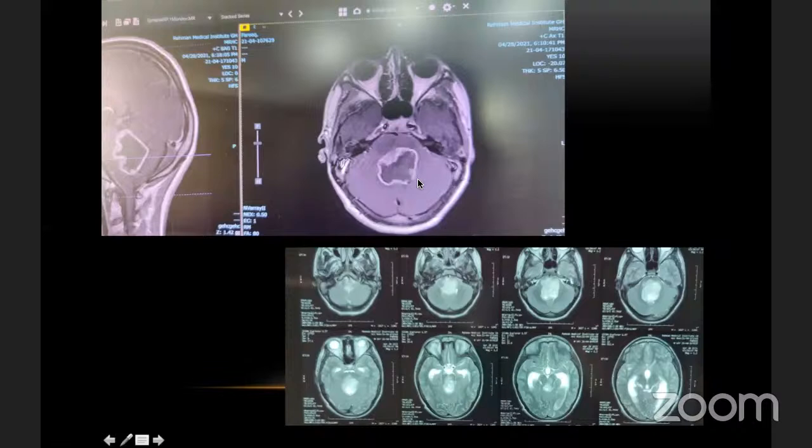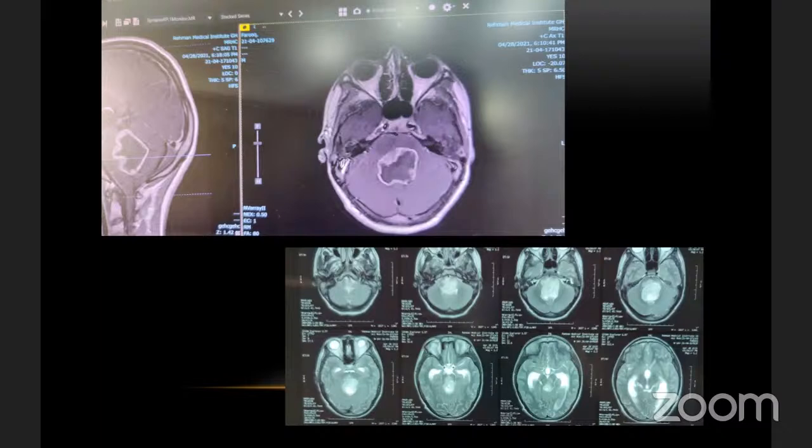So if I look at the scan, I probably would consider a couple of things. One probably is a cystic medulloblastoma. Medulloblastoma can be cystic. Most of them are solid, but some of them can be cystic too. Another would be a cystic glioma involving the brainstem. And since there is a nodular enhancement of this mass, and it's not enhancing homogeneously, pilocytic astrocytoma can also be a differential.